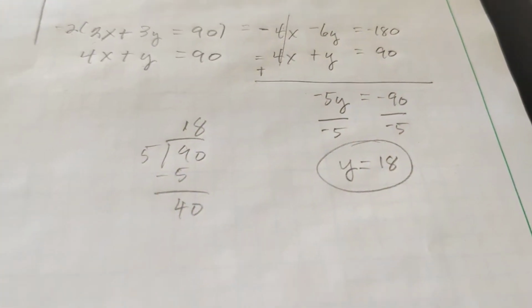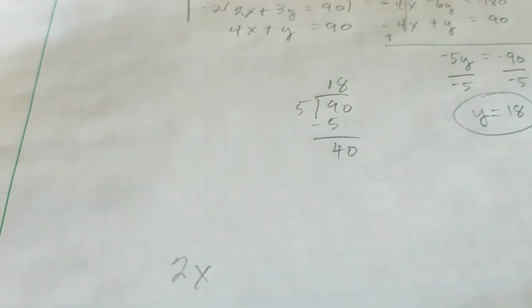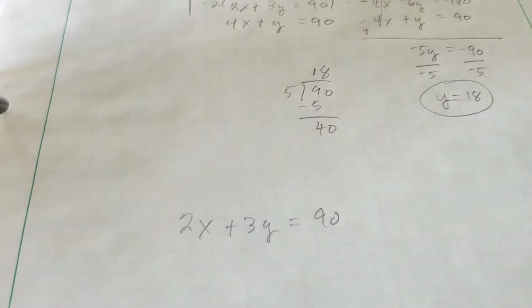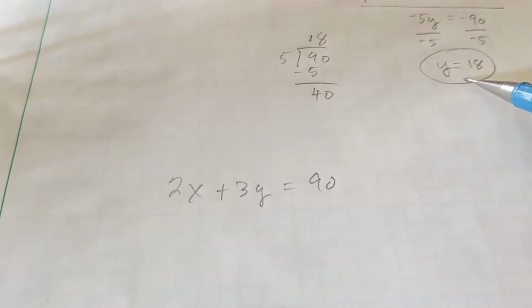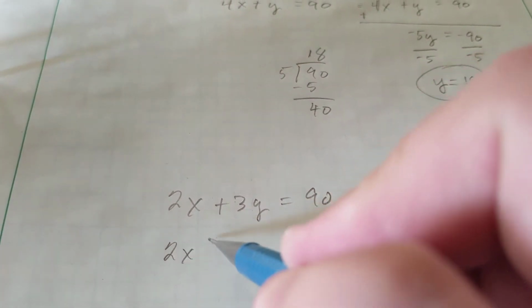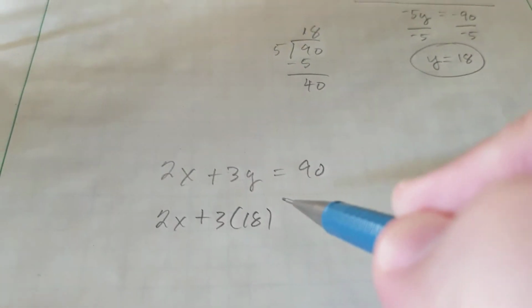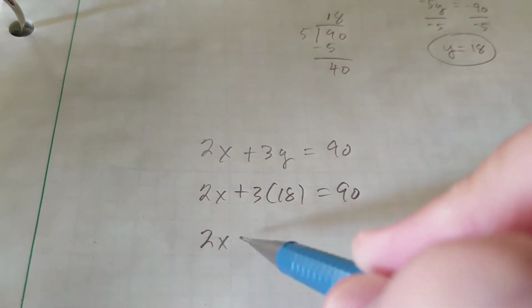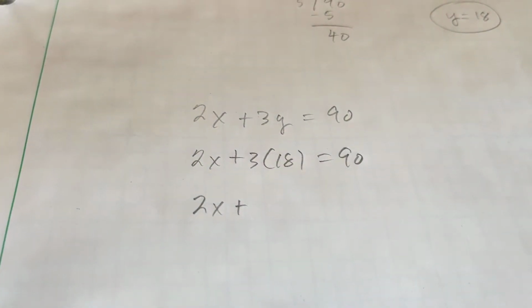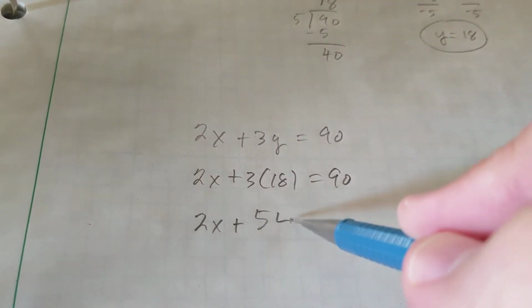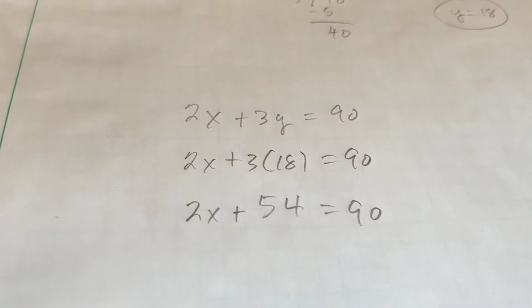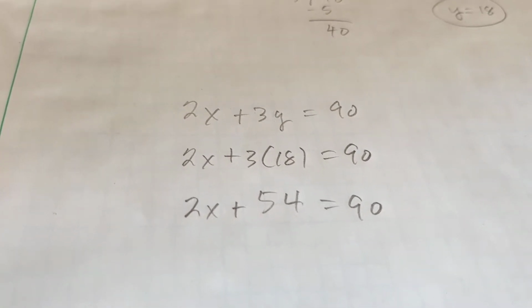So now to find x, what I'm going to do is take one of those equations up there, like maybe I take 2x plus 3y equals 90, and I'm going to plug the 18 from over here in y's place, because that's what y equals. And if I do the math here, I can figure out what x equals. Well, 3 times 18 is what? 54. 3 times 20 would be 60. And this is 6 less, so I think that's 54.